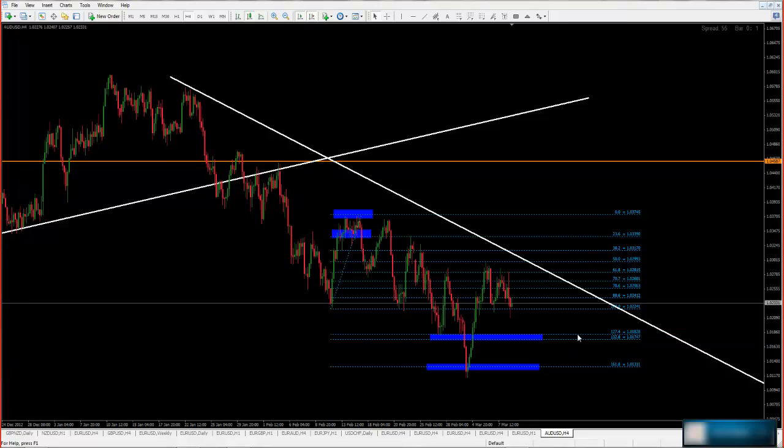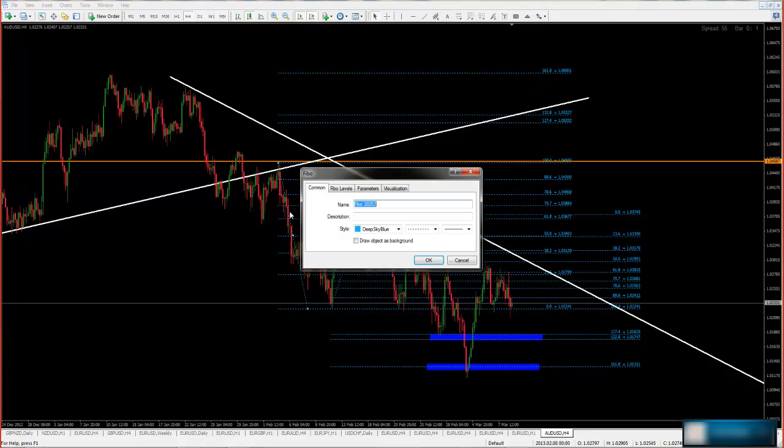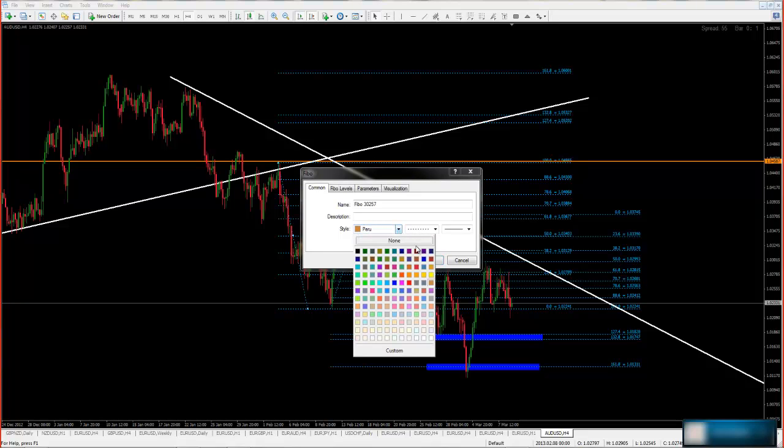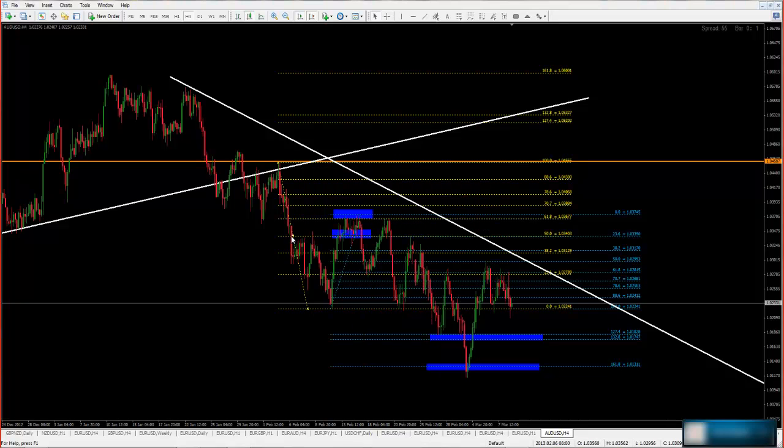Sorry, I misclicked. This was our fib, and I will change the color to yellow. Okay. So use this as your profit target. You could manage the position here.